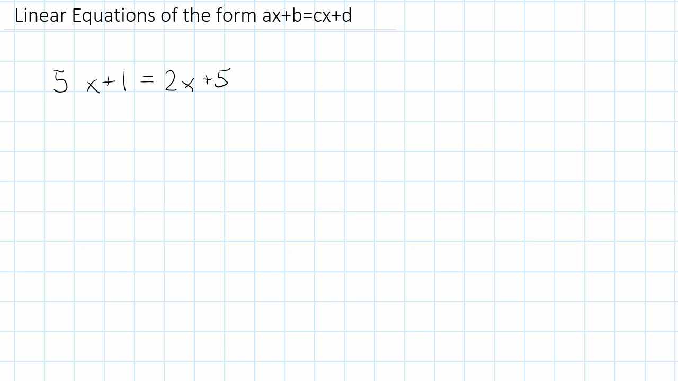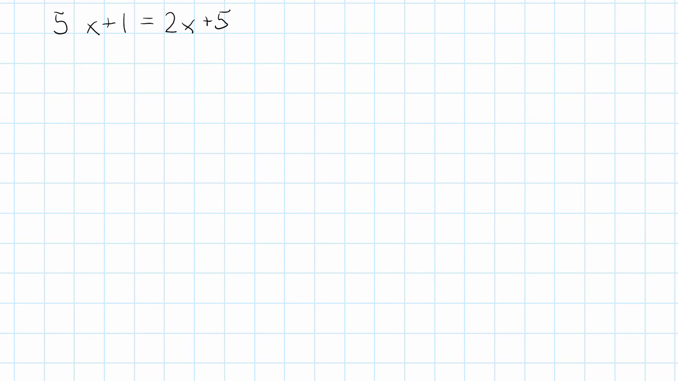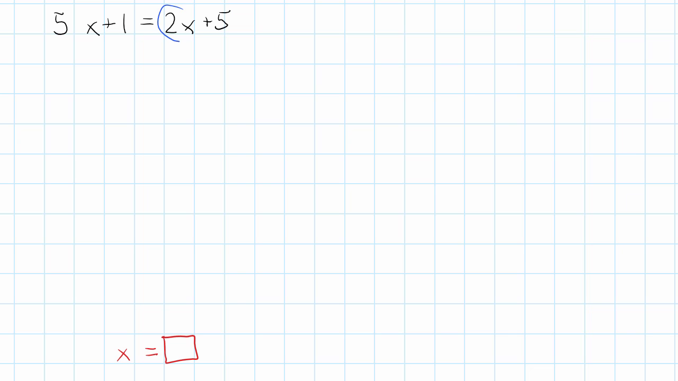Well, remember our goal is to rearrange this equation to get an equivalent in the form x equals a number. In order to do that, we need to arrange to have an x on only one side of the equation. I'm going to choose to get rid of this 2x term. How can I get rid of it?